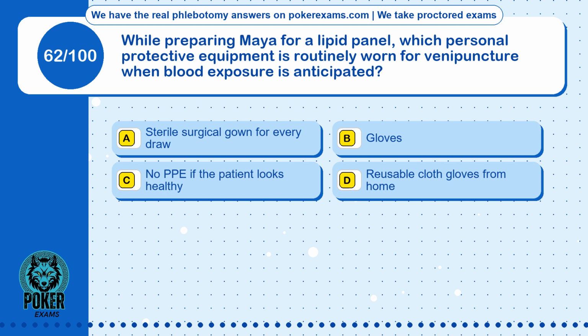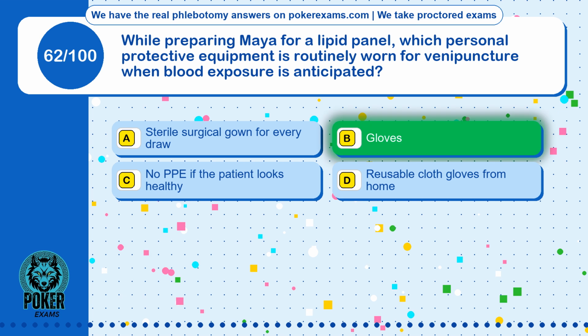Question 62. While preparing MIA for a lipid panel, which personal protective equipment is routinely worn for venipuncture when blood exposure is anticipated? Option A, sterile surgical gown for every draw. Option B, gloves. Option C. No PPE if the patient looks healthy. Option D, reusable cloth gloves from home.